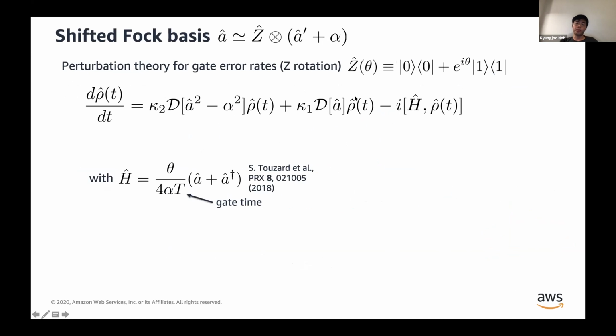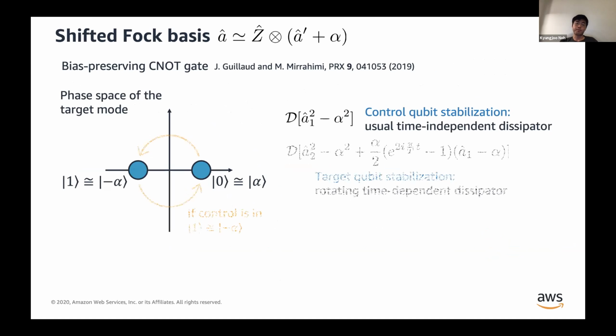And also another important thing is that when we want to implement the bias preserving CX gate, we have to engineer this non-trivial rotating dissipator. And this dissipator acts non-trivially both on A1 and A2. So it means that there has to be some physical element that's coupled to both A1 and A2. And that's another instance where we need some element that's coupled to both A1 and A2. So yeah, those were the key reasons why.